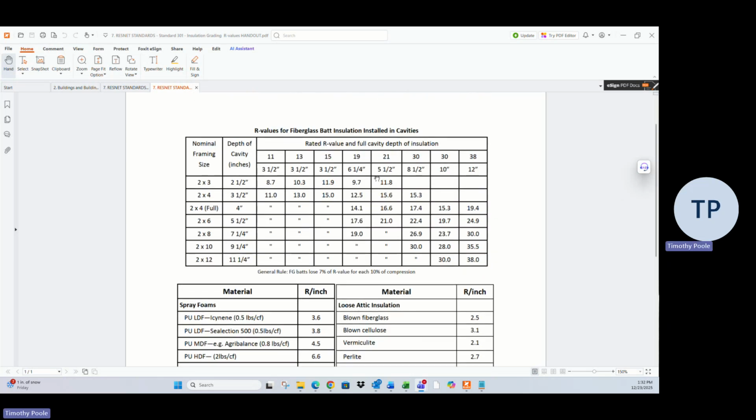Did you know, though, that if you compress fiberglass bat, it loses some of its R value? In fact, the general rule is that fiberglass bats lose 7% of R value for each 10% of compression. If we have a 5.5-inch insulation and compress it into a 2x4 wall, it is actually only R-15.6. That R value is lost. However, if it's put into the 5.5-inch cavity, as is designed, it retains the R value of 21.